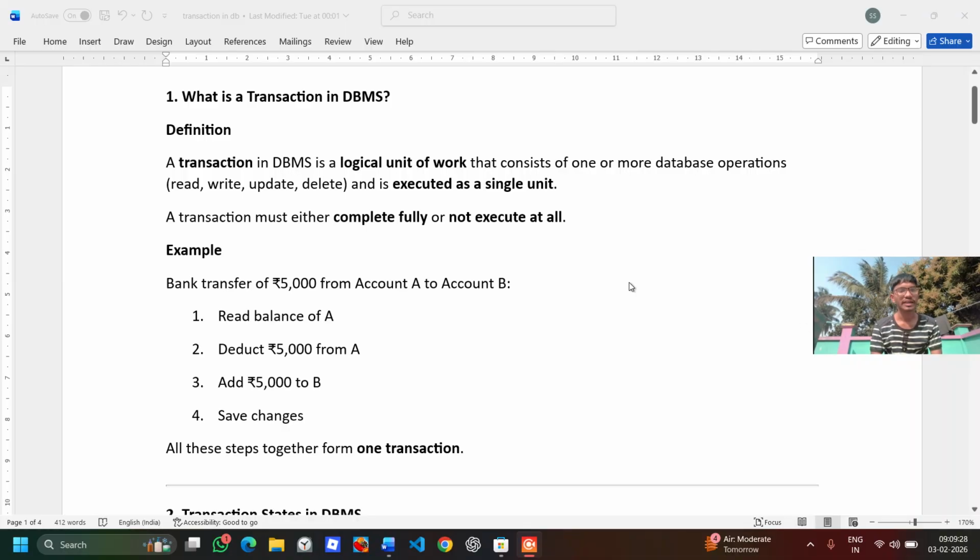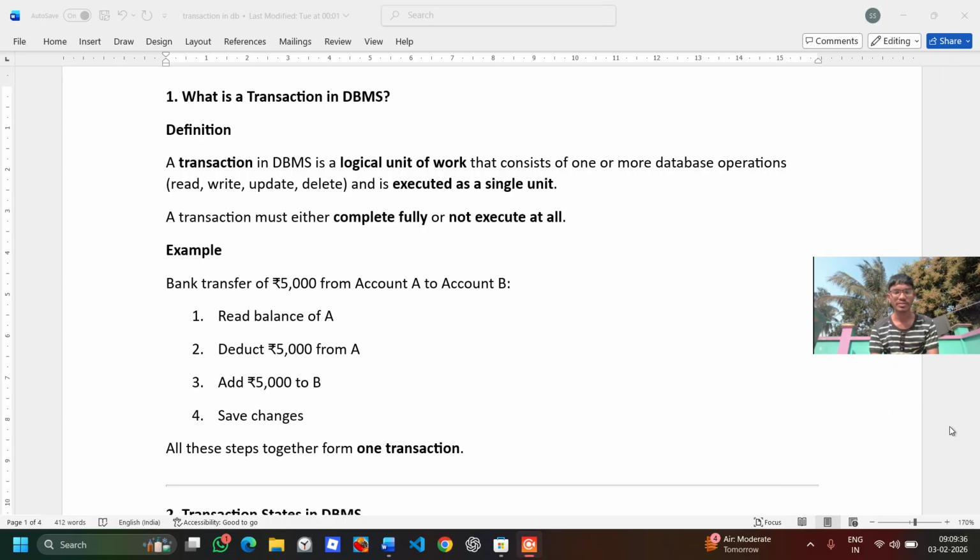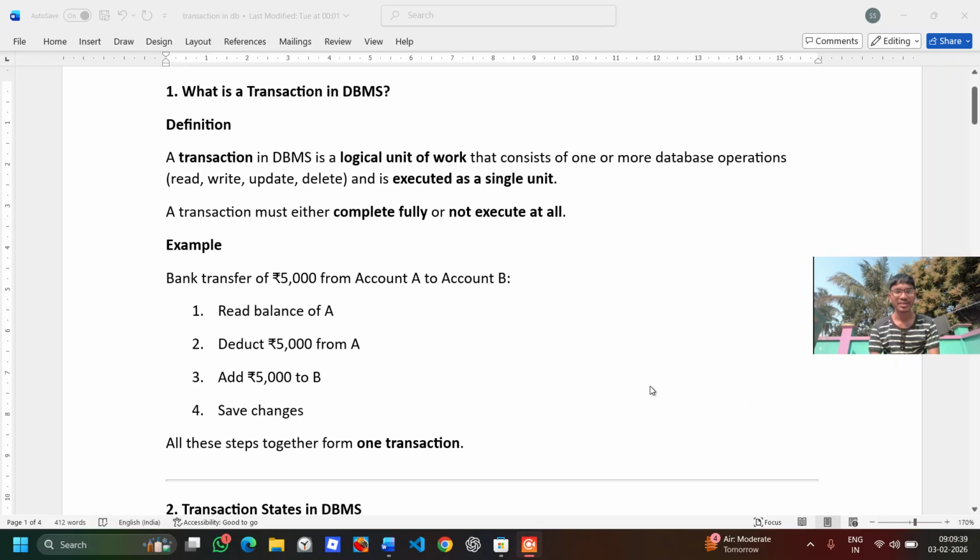A transaction in DBMS is a logical unit of work, which means the operations must be in a single unit. A transaction is a logical unit of work that consists of one or more database operations. Here the operations are read, write, update, delete, modify. These are the operations, executed as a single unit.